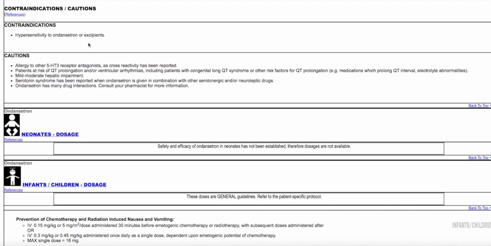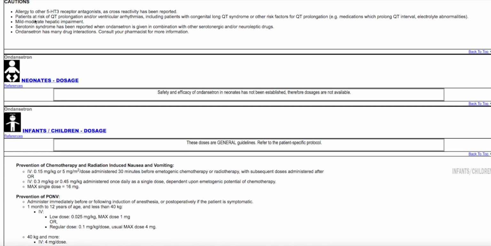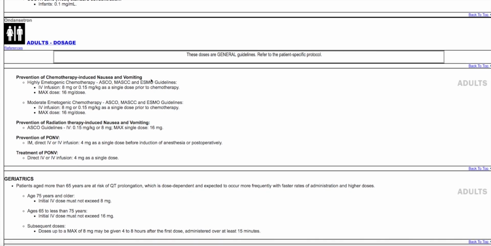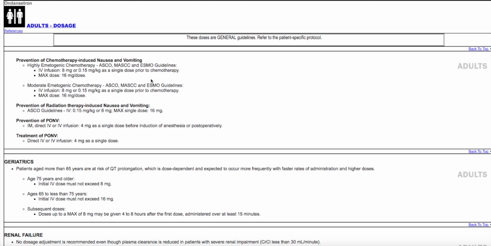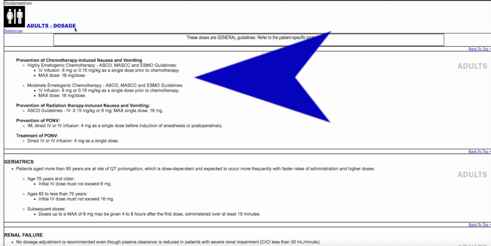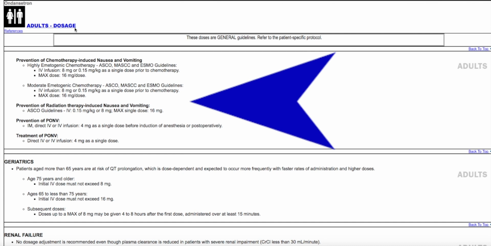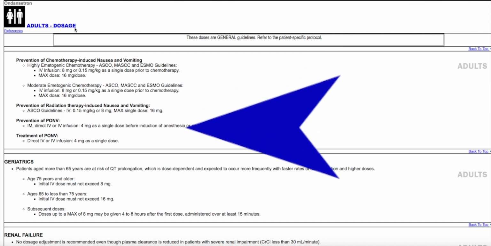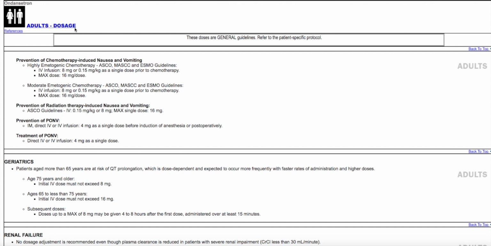The next thing in this document is age-appropriate dosing. So we're going to go past the neonates and the infants and go straight to the adults. Now we have several categories of dosing in here depending on whether it's chemo-induced or radiation therapy, post-op nausea and vomiting, prevention and treatment. What we're looking for here is, do I have the right dose? So we see there's a range between 4 milligrams up to 16 milligrams per dose. And it's mostly IV in this section, or IM, but I don't see a sub-Q. So I may actually need to go to another document to find my sub-Q parameters, such as your drug guide, or maybe a patient-specific protocol.